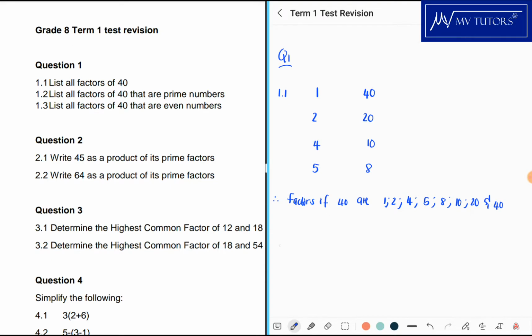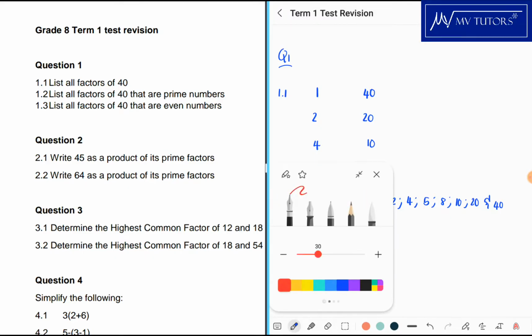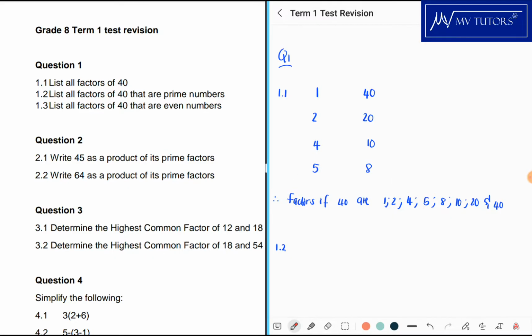Okay, great. Now 1.2 says, list all factors of 40 that are prime numbers. So let's just get a different colored pen and highlight the prime numbers. 1 is not a prime number. Please don't make that mistake. So 2 is a prime number, because if you get the factors of 2, it's just 1 and 2. 5 is a prime factor. 4 is not, because you have 1 and 4, 2 and 2. 8 definitely not. 10, 20, 40 definitely not.